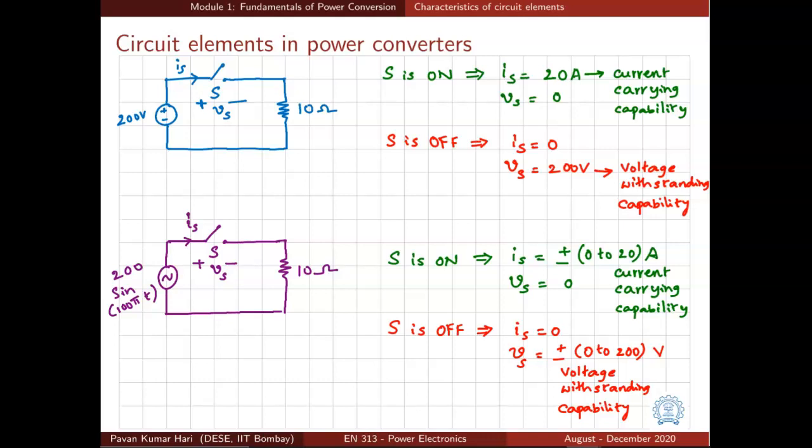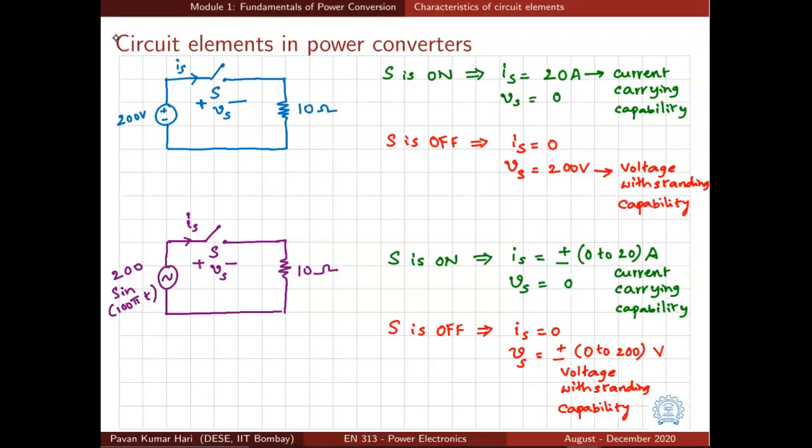When the switch S is on, the current that flows in this circuit is 20 amperes and the switch should be capable of carrying that current. And what is the voltage across the switch when it is on? There should not be any voltage drop across the switch ideally. And when the switch is off, there is no current in the circuit and the voltage across the switch will be equal to the input voltage. If you apply KVL, Vs will be equal to 200 volts. So the switch should withstand this voltage of 200 volts when it is off.